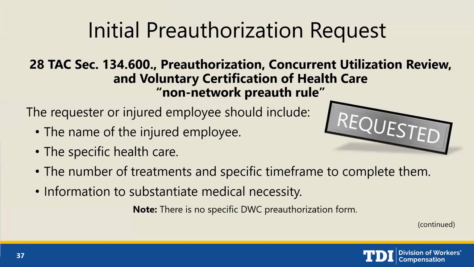For the non-network side, we talked about Rule 134.600. That's the long title there: Preauthorization, Concurrent Utilization Review, and Voluntary Certification of Healthcare. We'll call it the non-network pre-auth rule. So the requester, sometimes it's an injured employee, but most of the time it's you, the healthcare providers out there. When you're making a request to the URA, this request should include certain items that are outlined in 134.600. Of course, demographic information, so the utilization review agent can know who you're talking about. So the name of the injured employee, the specific health care.